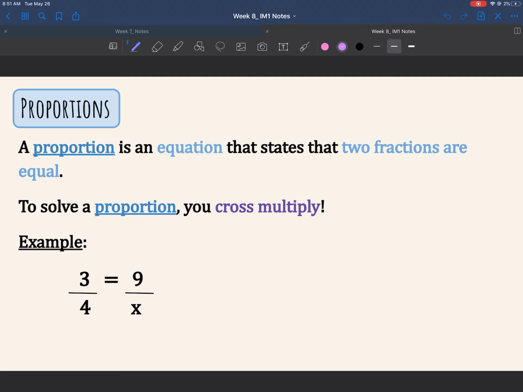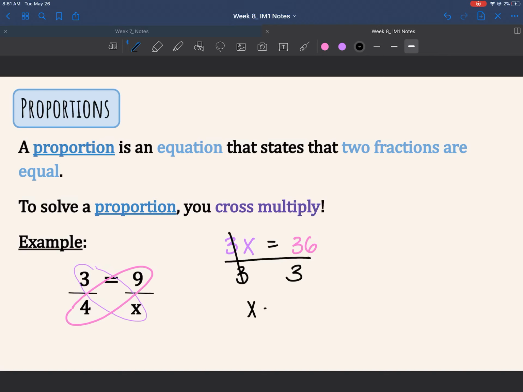So the first one is what we were looking at last week here. So we're going to just do this really quickly. I am going to cross multiply. So I am going to do 3 times x, and we get 3x is equal to, and then 9 times 4 is 36. Then to solve this, we are going to divide both sides by 3. 3's cancel, and x is equal to 12, and that is our answer.